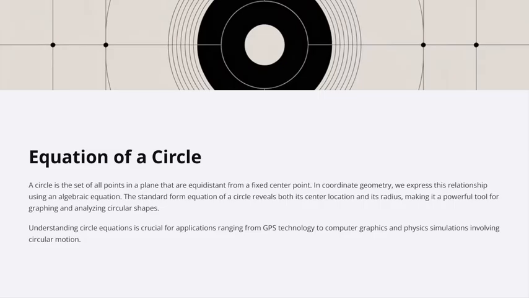Let's explore the equation of a circle. A circle, simply put, is the set of all points in a plane that are the same distance from a fixed point, which we call the center. This distance is the radius. In coordinate geometry, we can express this relationship with an algebraic equation.